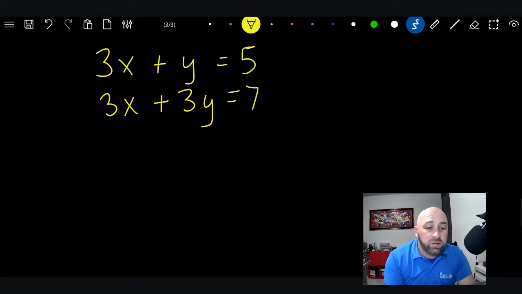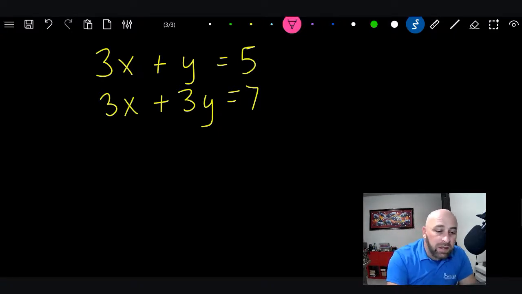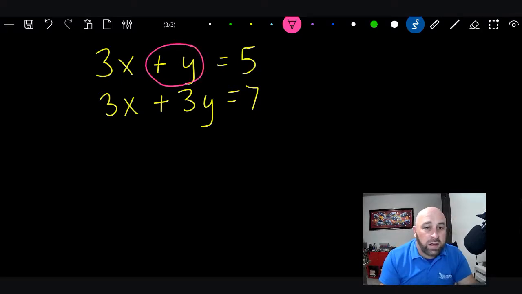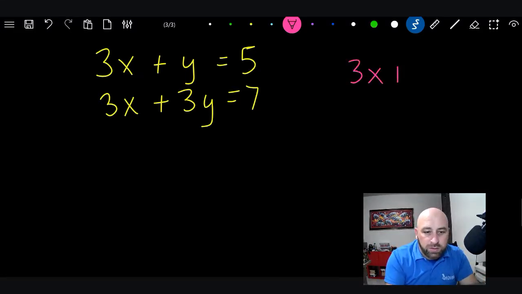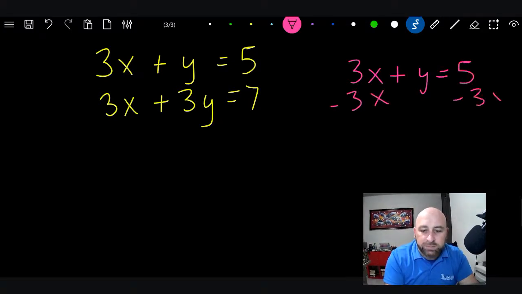What we want to do is solve for one of these variables. And I'm just going to tell you, in my opinion, this is the easiest one to solve for. Why? Because it doesn't have a coefficient. So if I take this one, 3x plus y equals 5, and I take the 3x to the other side, I'm going to cancel that, and I'm going to get y equals 5 minus 3x.